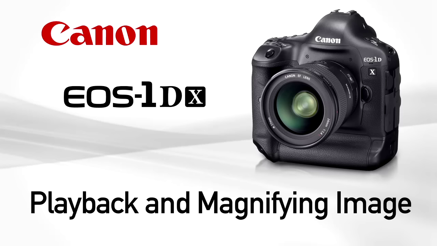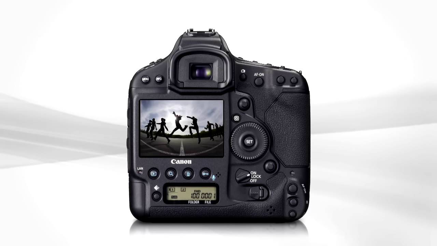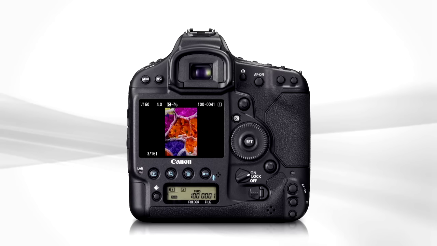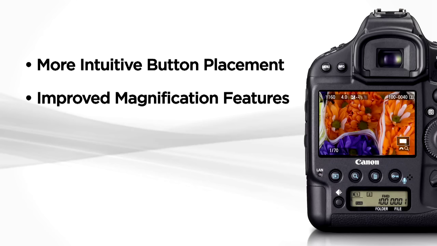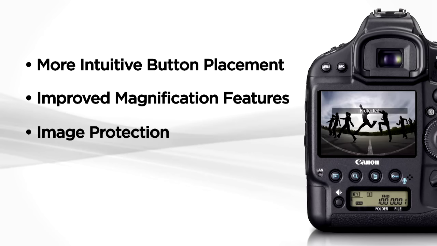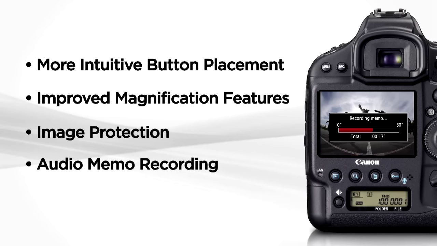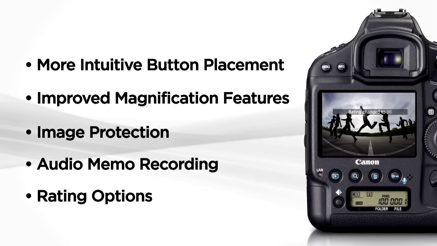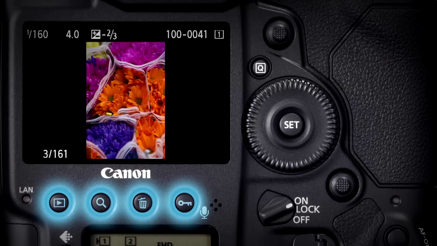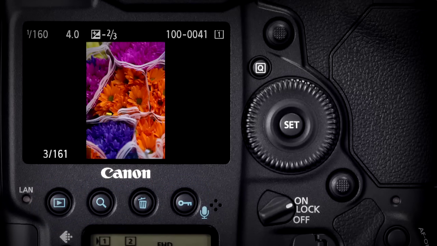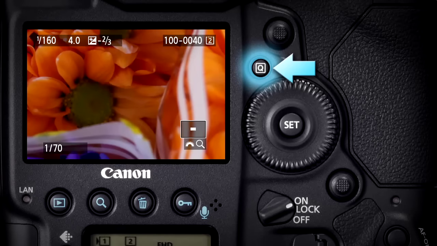Playback and magnify image. Playback functions have been redesigned, making image management faster and easier. Notable new playback options include more intuitive button placement, improved magnification features, image protection, audio memo recording, and rating options. The entire image checking process can quickly be completed using the left hand. The addition of a zoom button simplifies zoom ratio adjustment. Zooming from quick view and pre-configuring the zoom ratio are also possible.